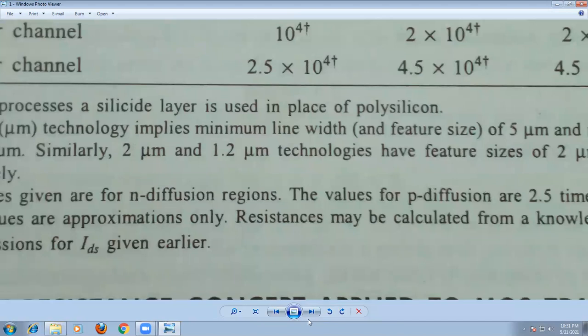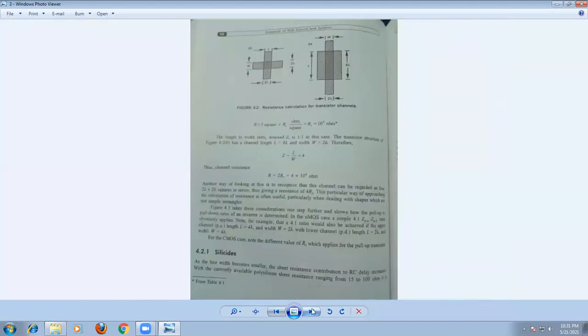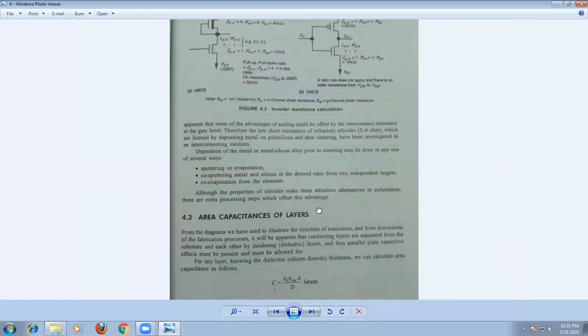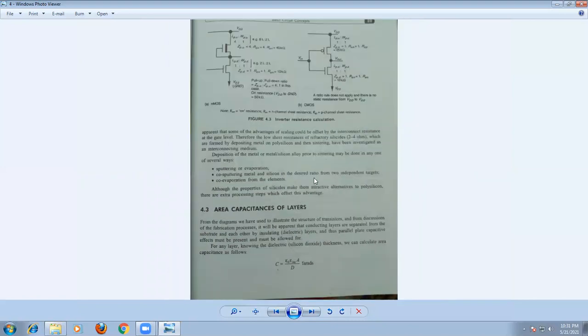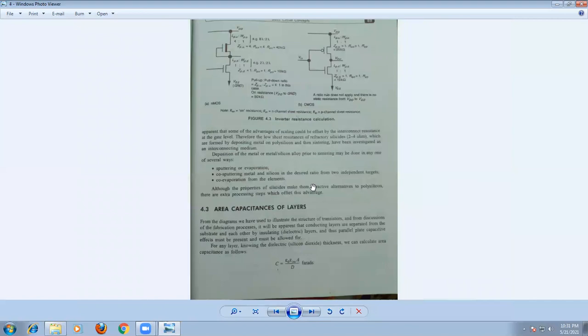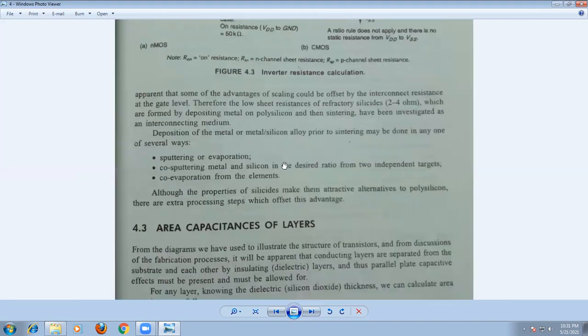That is called silicide. Next we can go for the area capacitances. What is the area capacitance of a layer? If you have any doubts, please send me the details, and I will definitely clarify your doubts. So that is about the silicide.